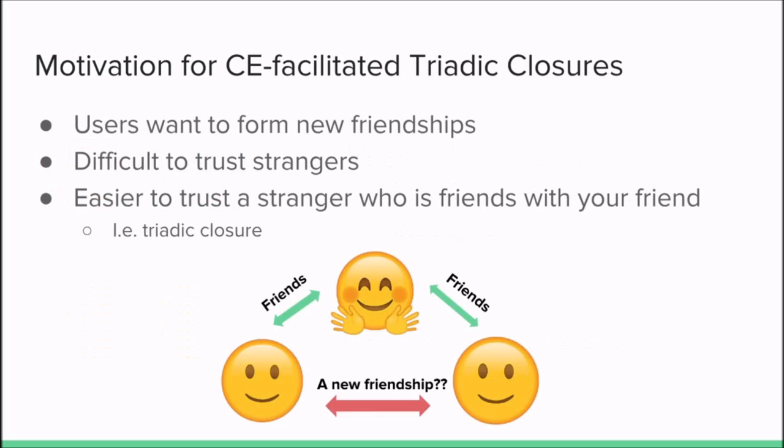Why would we want CE to facilitate triadic closures? Say you're a user and you want to create new friendships. You want to expand your social network. It's difficult to trust strangers because you don't know them and you have to interact with them, but it's easier to trust a stranger who is already friends with a friend that you have. So in this specific example, you don't know somebody and a stranger doesn't know you, but you both have a friend in common. You can create a new friendship between the two strangers, and this is called triadic closure.